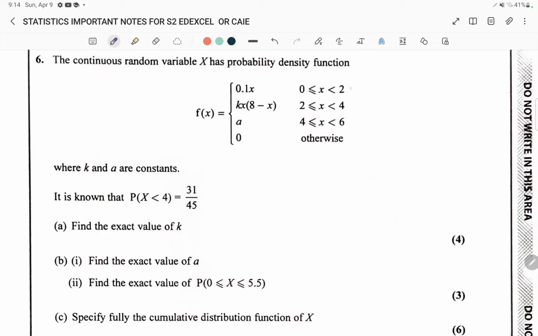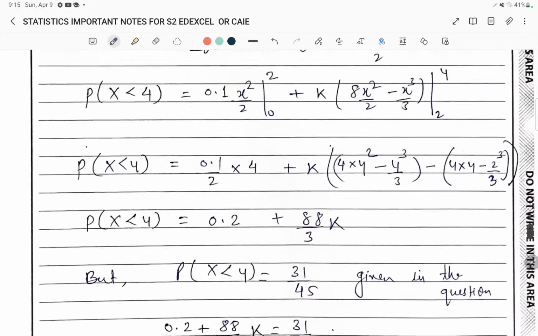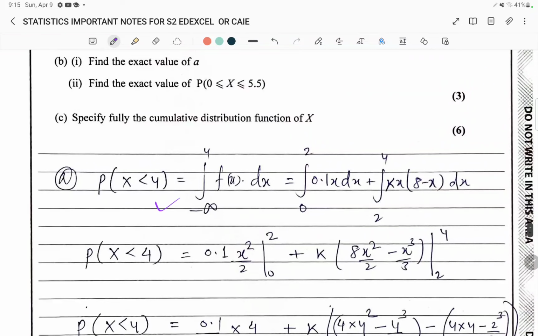Less than 4, so we have to find in this region and in this region. So probability: integrate 0 to 2 this part and 2 to 4 this part. Okay, it is for 4 marks. So let's check A part, guys. So minus infinity to 4 means 0 to 2 and 2 to 4.